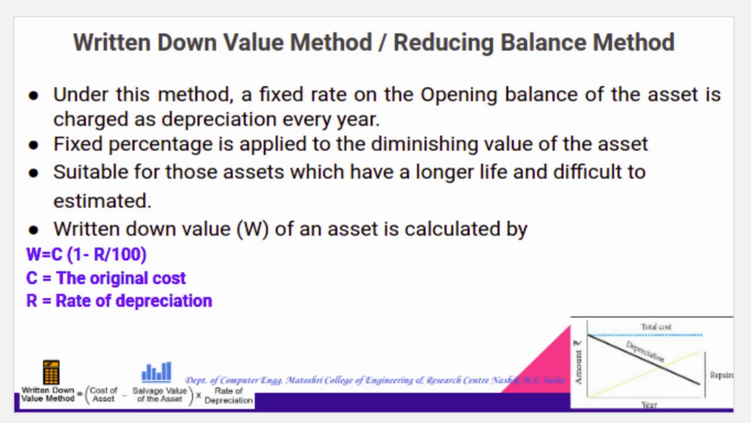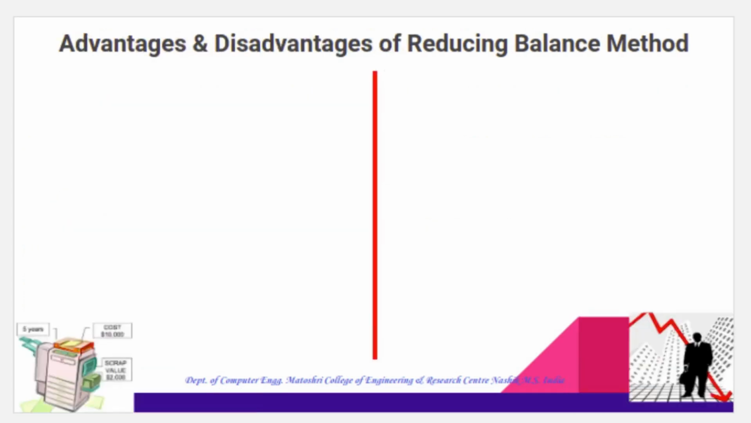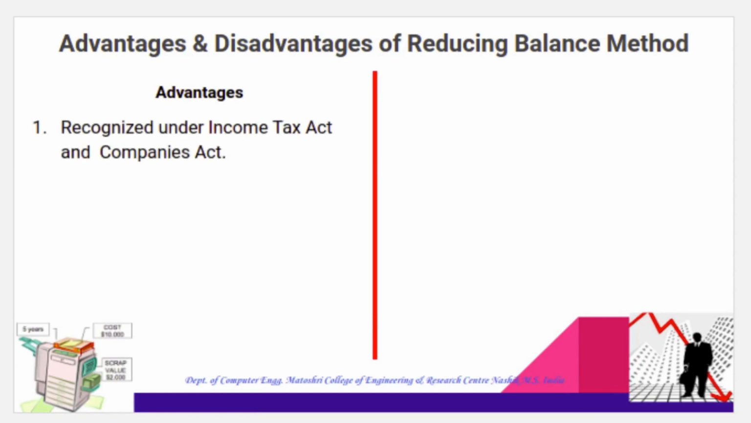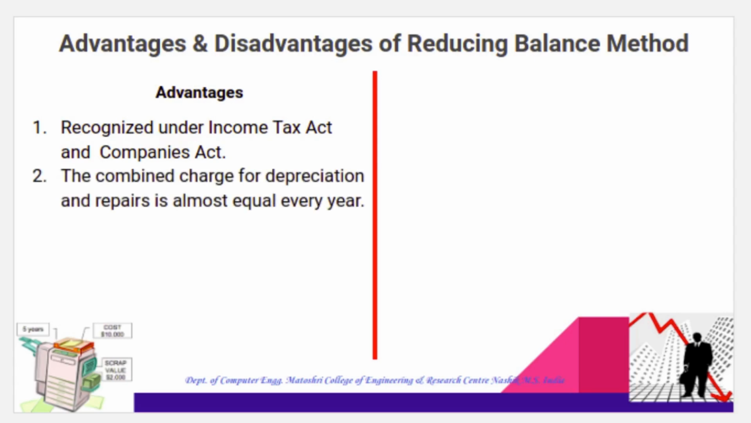So these are the things associated with the written down value. Next, we will see certain advantages and disadvantages of this method. The advantages of reducing balance method are: this method is recognized under the Income Tax Act and the Companies Act. The combined charge for depreciation and repair is almost equal every year.